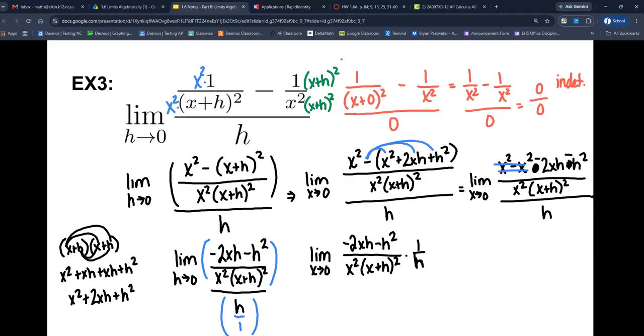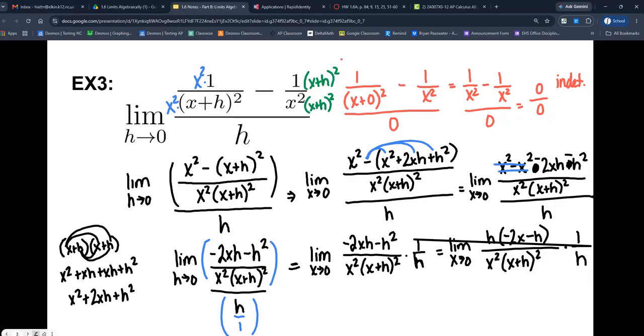But both of these have an h right here, right? What can we do? You can factor out the h. I could factor out the h, and that's going to look like this. I'm going to have an h times negative 2x minus h over x squared times x plus h squared, times 1 over h.